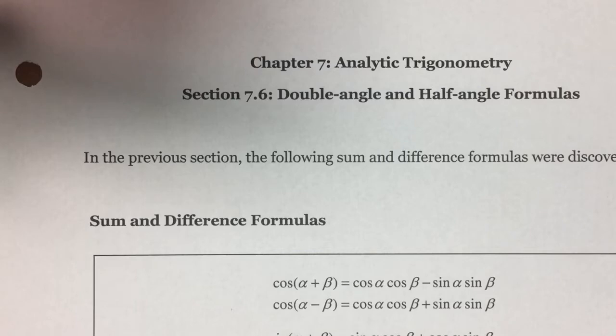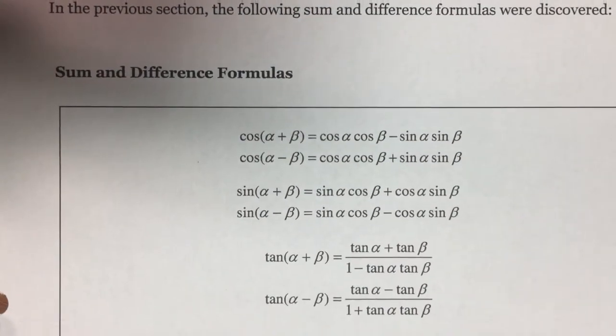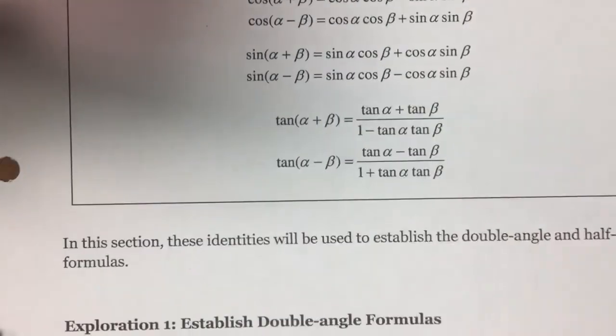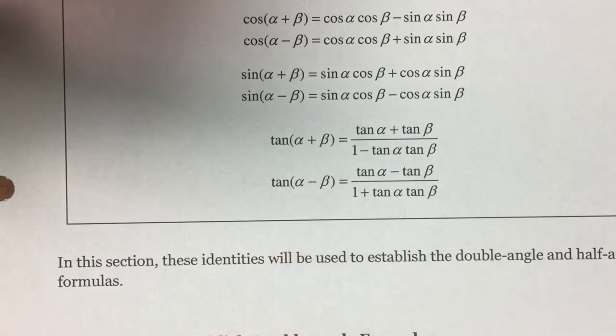So we have another set of identities. They remind you right here of all of your sum and difference identities. So there they all are, all in one spot for you to look at. These were sum and difference, adding two angles and subtracting two angles.